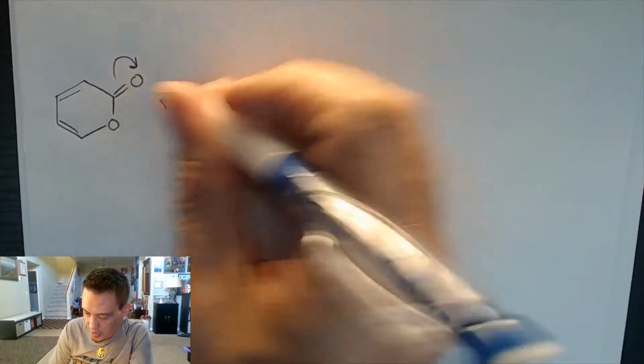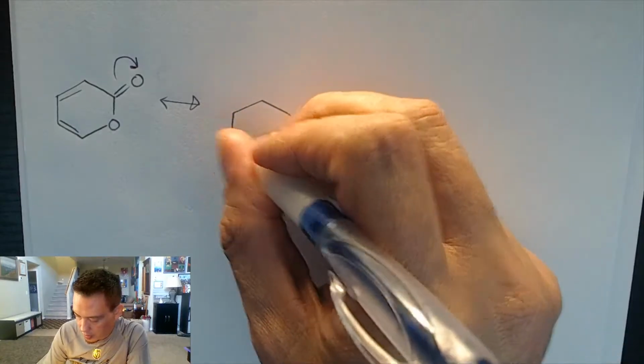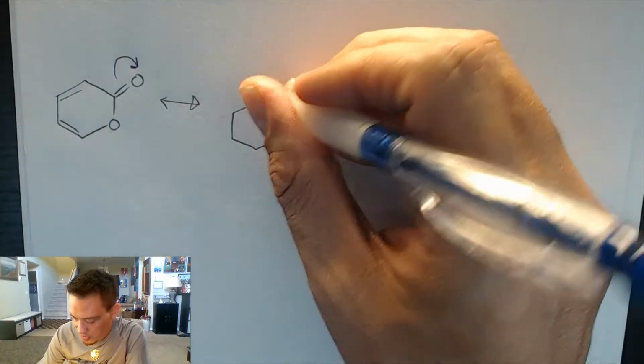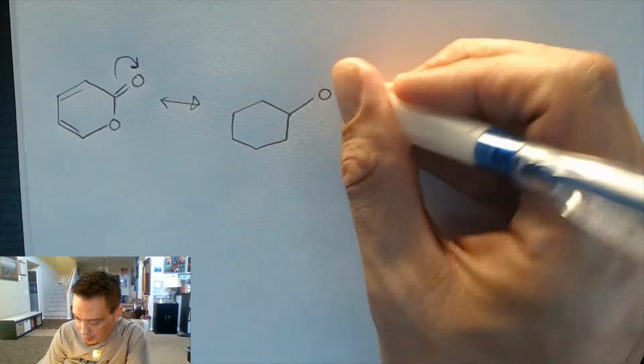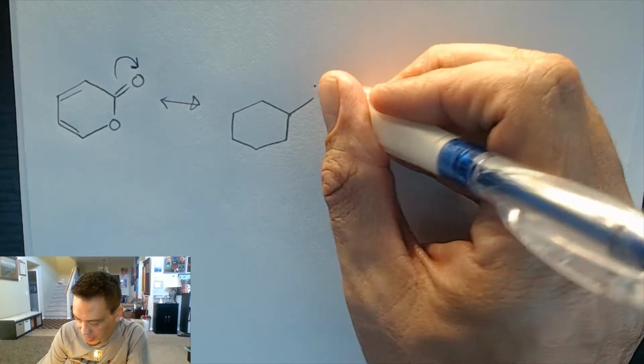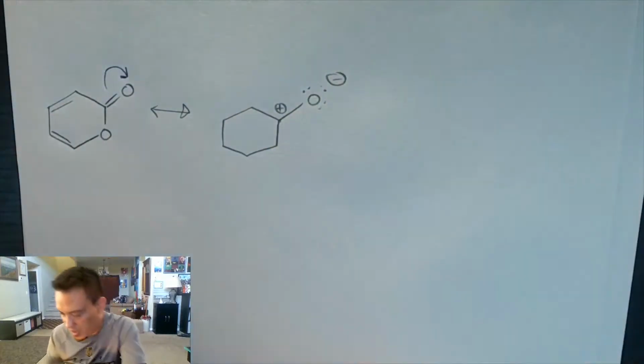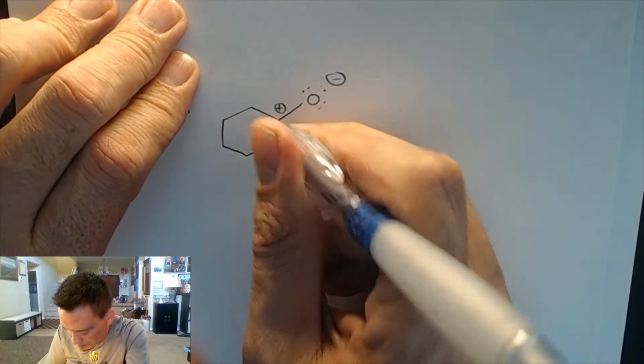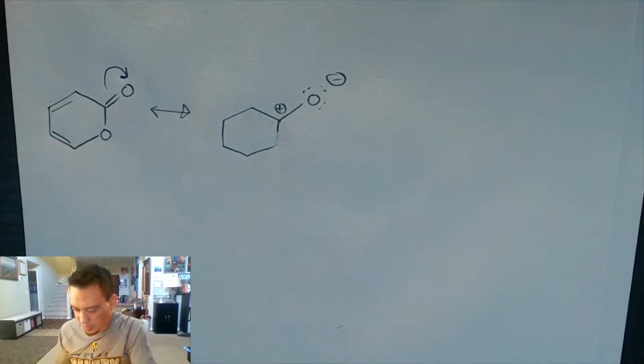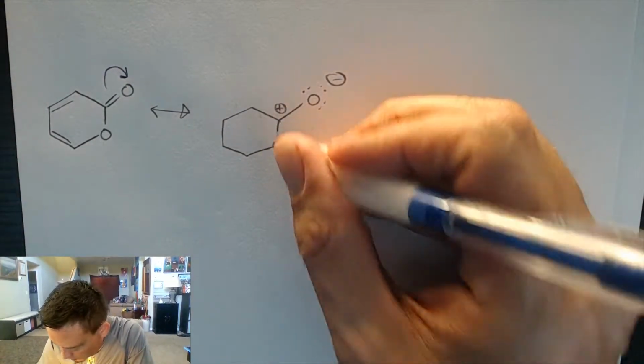And don't forget your non-zero formal charges. We now have a charge separation here. So 3 lone pairs and a negative, and then a plus here. Oh, this is oxygen. And then I'm going to include these lone pairs here.